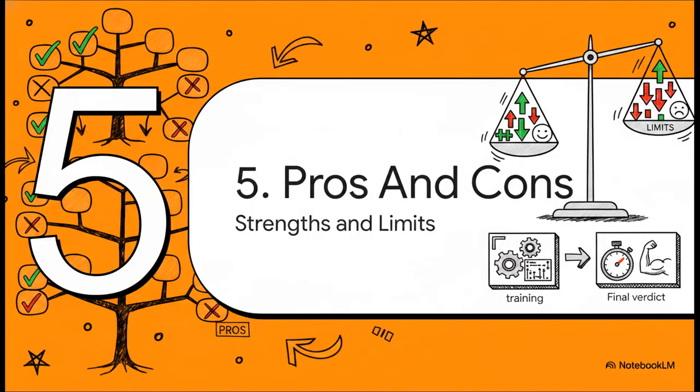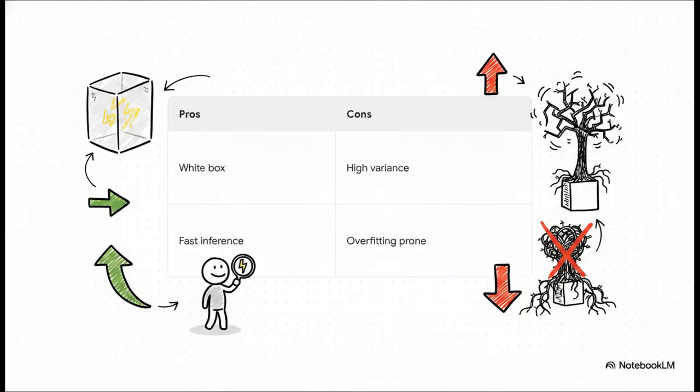All right, let's wrap this up in Section 5, Strengths and Limitations. Let's lay out the pros and cons clearly. The pros? Absolutely phenomenal. Decision trees give us highly interpretable white box predictions that actual humans can read and understand, and they offer incredibly fast inference speeds. But we can't ignore the cons. They have extremely high variance. That means even tiny little changes in your training data can completely change the resulting tree. And as we just saw, they have a severe susceptibility to overfitting if you don't carefully regulate them.